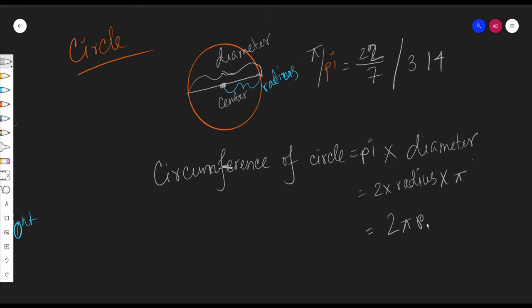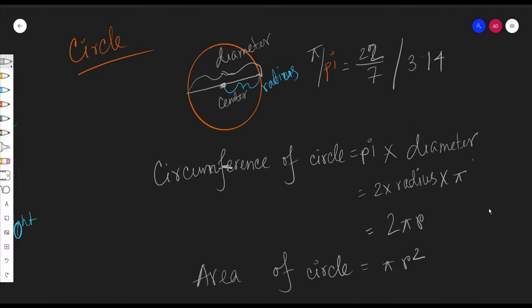Is that clear? And while we are finding the area of a circle, we write pi r square. Here r denotes the radius and d denotes the diameter. So this is how we are going to do circles.